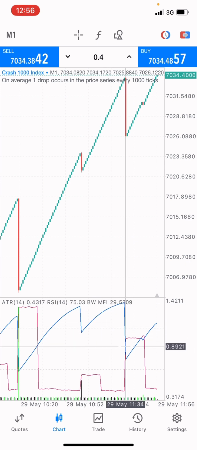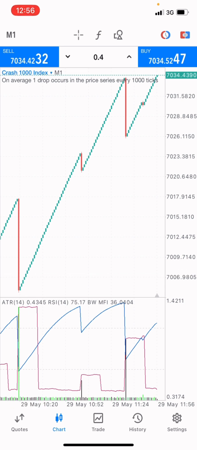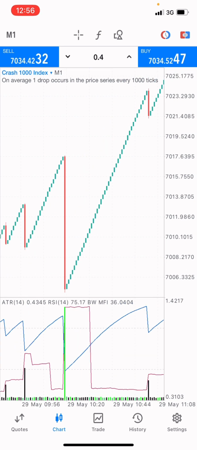So you can see, guys, after you have taken profits, you wait 2 candles. Okay, you wait 2 candles, then you buy. Now this is why I said you wait 2 candles. Let me show you real quick.